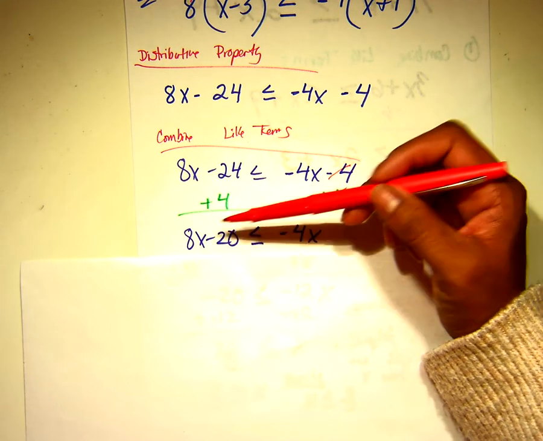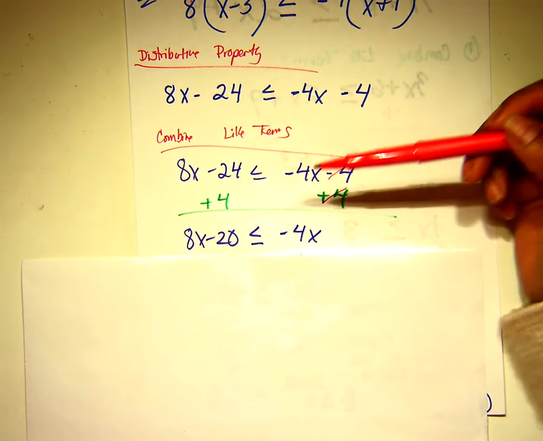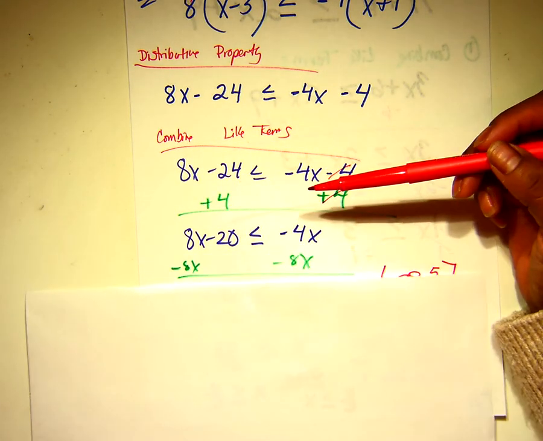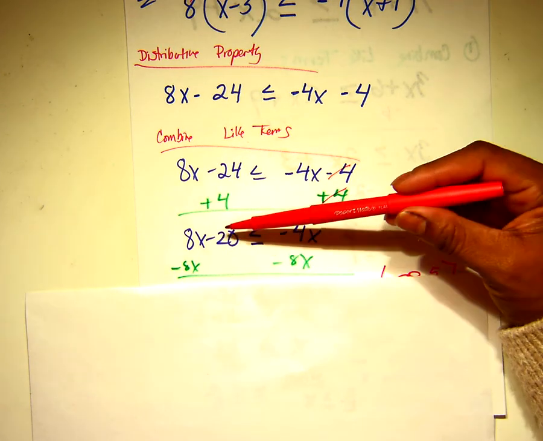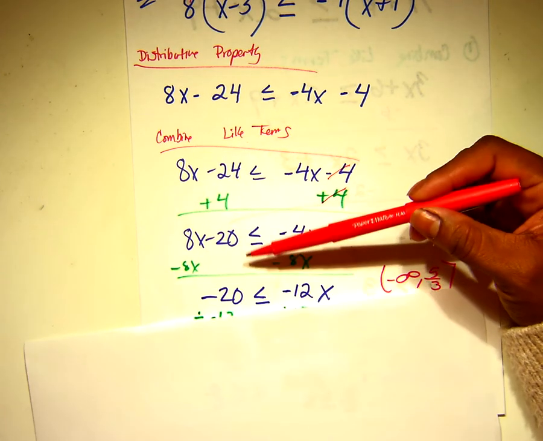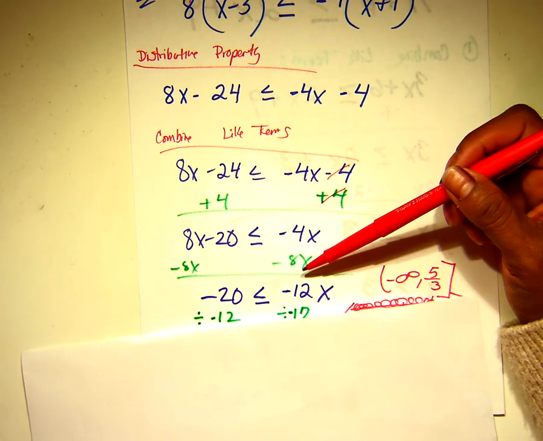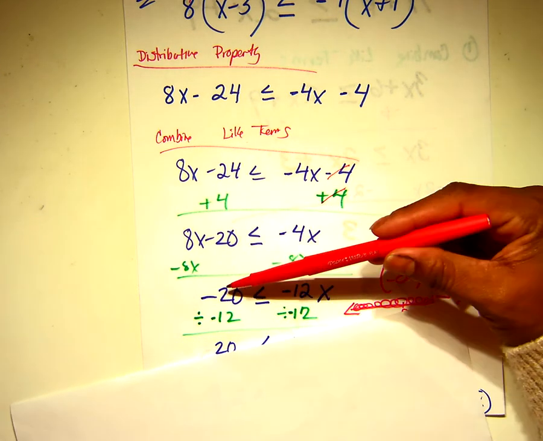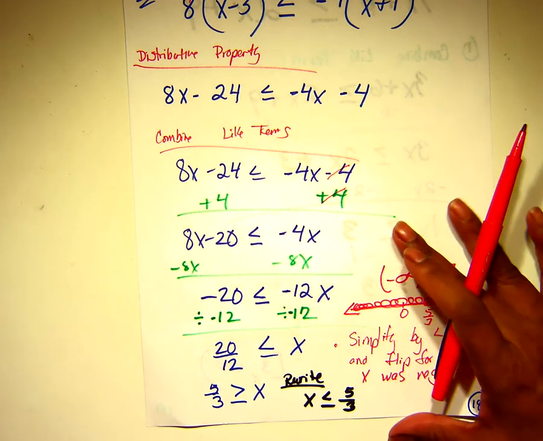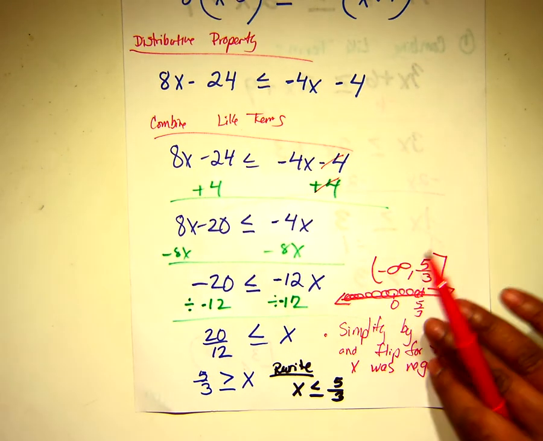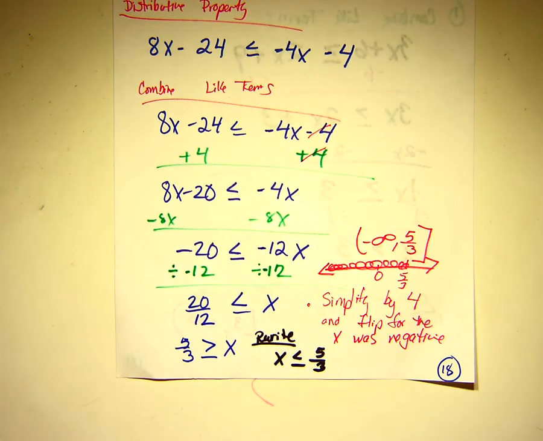The same thing is going to be applied when I combine my 8's. So I subtracted 8 from both sides. Now I got negative 20 is less than or equal to negative 12x. Divide both sides by negative 12. So let me pull this up and start hiding it from you, because here's where it gets a little bit complicated.